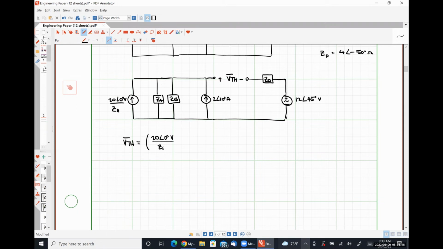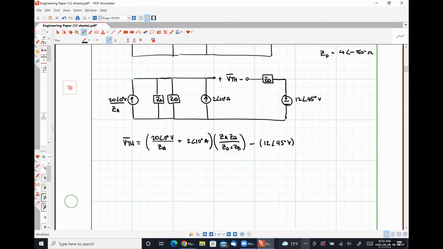plus 2 angle 10 degrees amps. I'm just combining those two parallel current sources into a single equivalent current source. Then I'm going to multiply it by the impedance that's in parallel with that equivalent current source, which is simply ZA times ZB over ZA plus ZB. And then lastly, I'm going to remember to subtract that 12 angle 45 degrees volts. So this is what my Thevenin voltage would look like in one go.